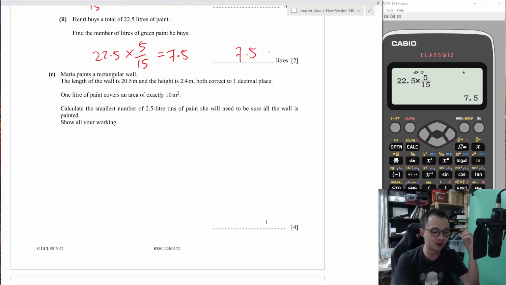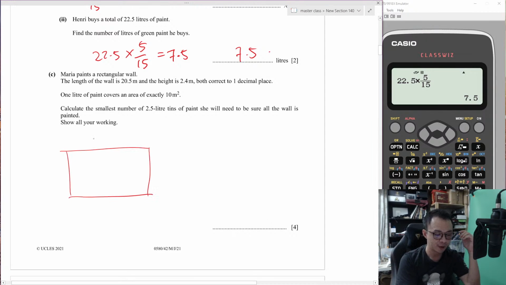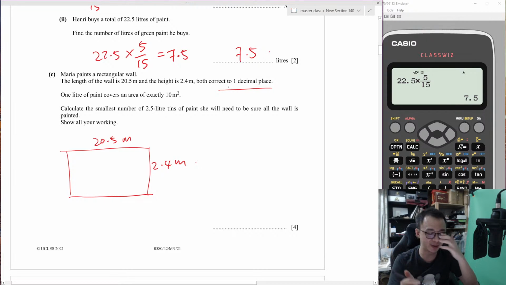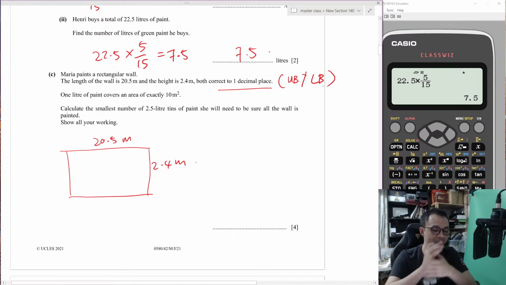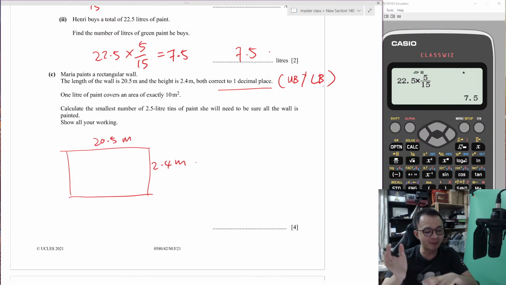So the length of the wall is 20.5 and 2.4, both in meters, both correct to 1 decimal. Whenever I see something like "both correct to 1 decimal", I will guess this relates to upper boundary or lower boundary questions. 1 liter of paint covers an area of exactly 10 meters square. Calculate the smallest number of 2.5 liter tins of paint you will need to be sure the wall is painted. Show all your working.